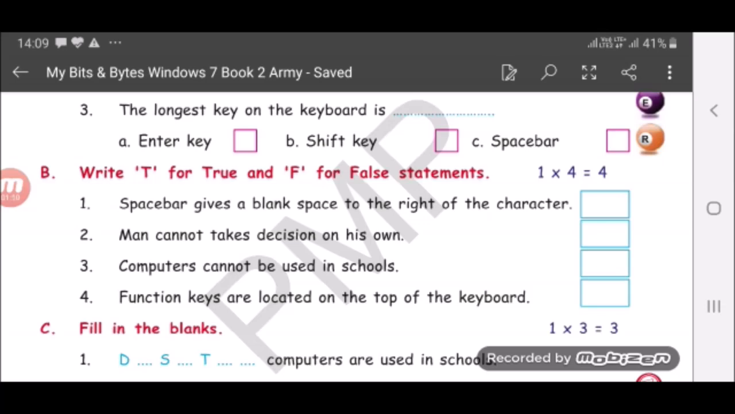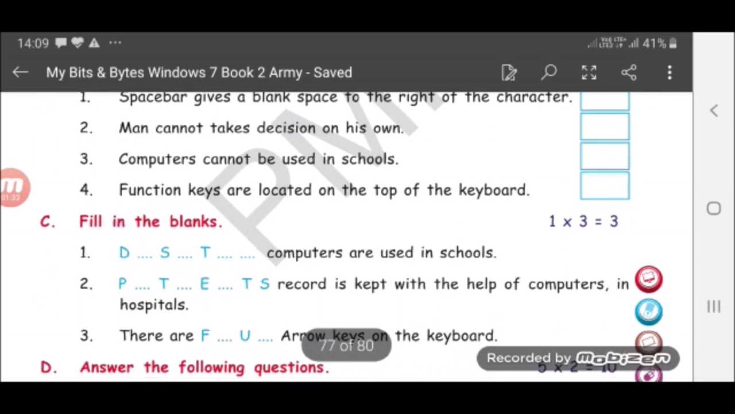Number 2, man cannot take decisions on his own. False. So man can take decisions. Computers cannot be used in schools. True or false? Computers can be used in schools. So this is false. Function keys are located on top of the keyboard. This is true. Fill in the blanks.